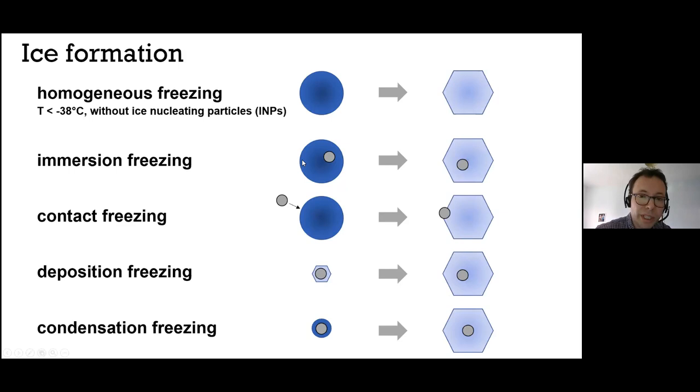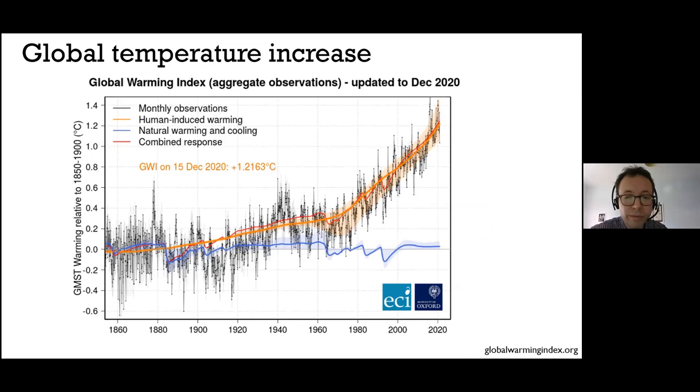But the bottom line here is, if we want to form ice in the atmosphere at warmer temperatures, and what we mean here is temperatures warmer than minus 38 degrees, we need these INPs. Okay, that's the background on the need for aerosol particles in forming clouds and glaciating clouds. Now let's switch gears and move to climate change and the effect of aerosols on what's happening.